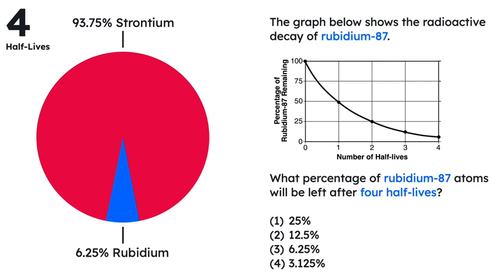As a side note, you can also tell this from the chart itself by looking at where 4 half-lives crosses the decay curve and going to the left, and you will see that it's about 6.25%. And so that is your correct answer.